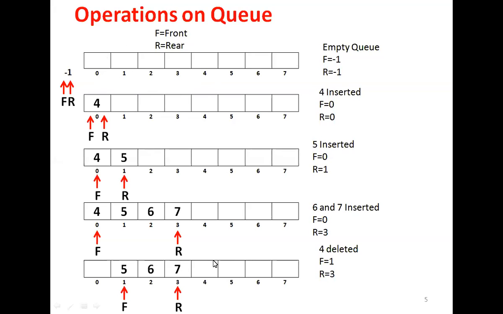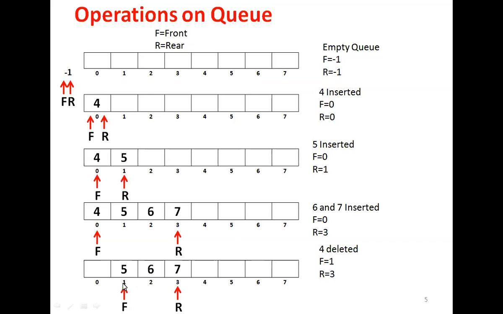And there is one more condition also. If front value is more than rear value, then also we can say that the queue is empty. So we will discuss that later.